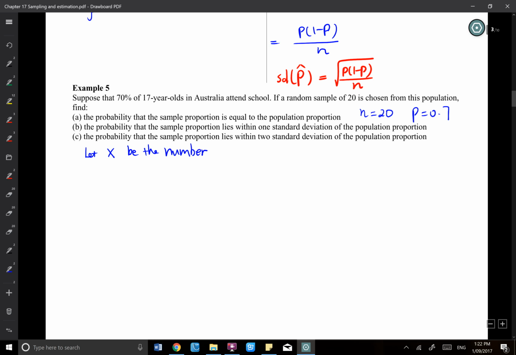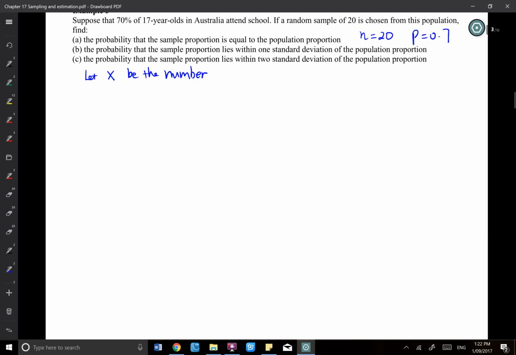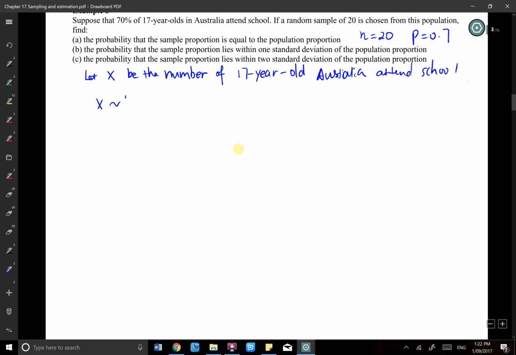Can you see the method of doing this question is totally different from what you have done for the previous question. What we are missing here is the total population. For the previous question I had the total population, 6 blue, 4 red, I know the total is 10. But here we're missing that piece of information. Therefore, it must be a binomial distribution. So I'll say let X be the number of 17-year-old Australian students who attend school. Okay, so X will be binomially distributed with 20 and 0.7.